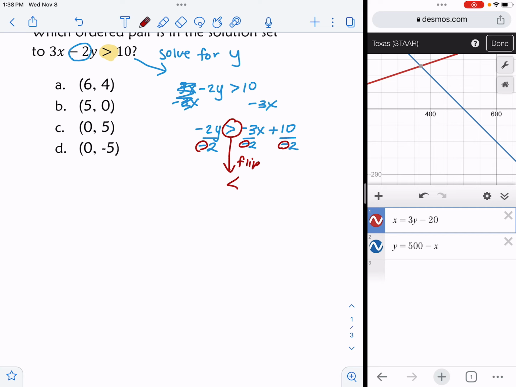Wait, so why is it called the flip? Anytime you divide an inequality by a negative, it flips the way the inequality is facing. And so that principle is a mathematical principle that will never go away. Anytime you divide an inequality by a negative, it flips. Don't flip it just because you see a negative. Just flip it if you divide by a negative. And so that's going to leave me with y.